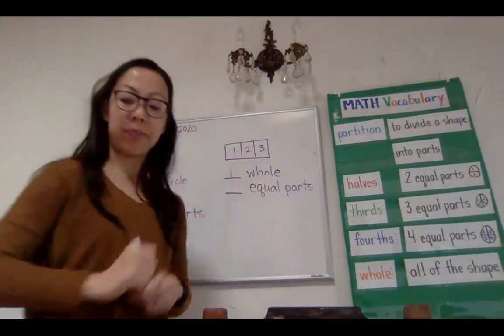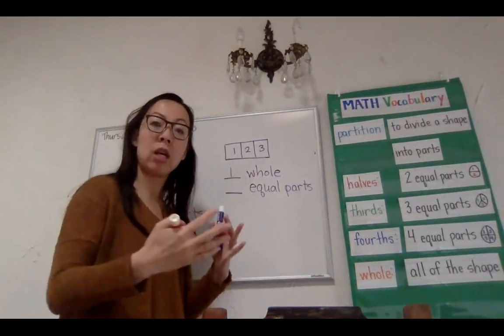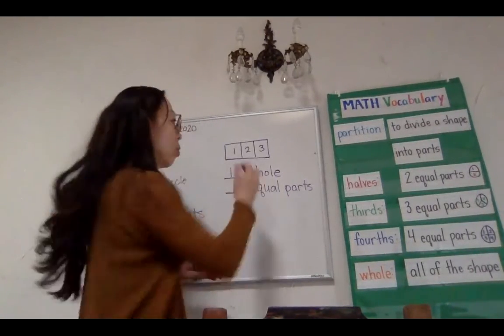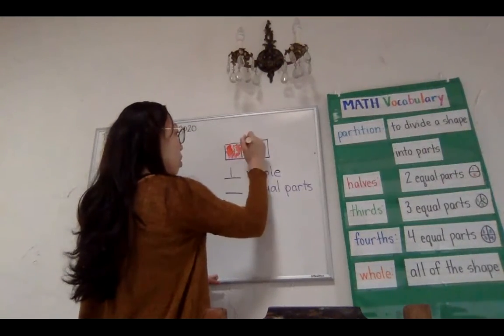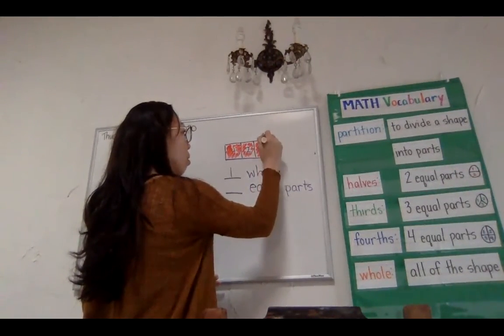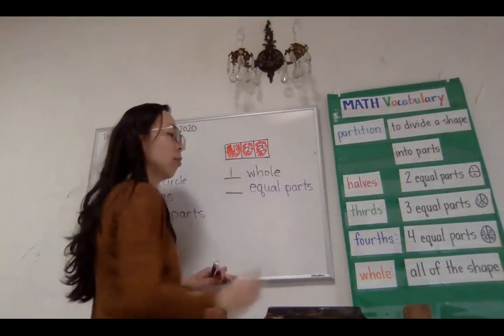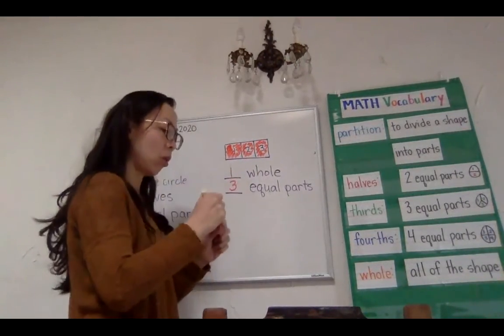So let's shade them. We're going to shade all of them. Remember, if it tells us our job is to shade all of the equal parts, we need to shade all of them in. So I'm going to shade in my first one, my second equal part, and my third equal part. All of those are shaded. And so how many equal parts did I shade? I shaded 3 of them, and that gave me 1 whole.